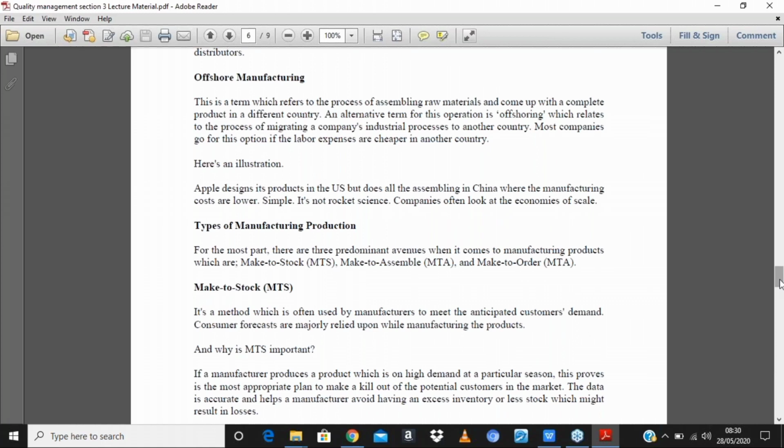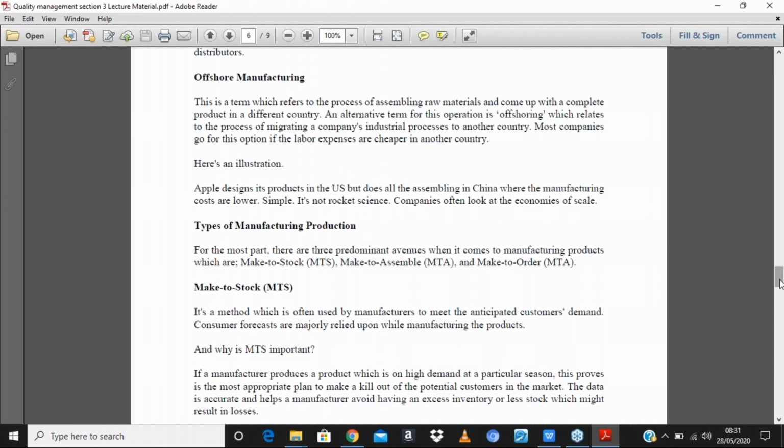Most companies go for this option if the labor expenses are cheaper in another country. Here's an example. Apple designs its products in the US, but all the assembling is done in China, where the manufacturing costs are much lower. In fact, there are many countries that do a lot of the assembling of their products in China. That's because China has a very large population, and because of that, it makes production much cheaper.